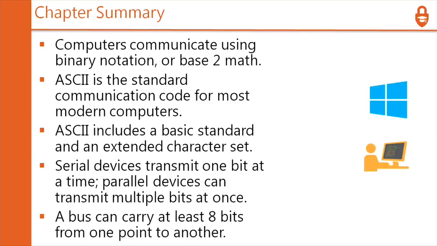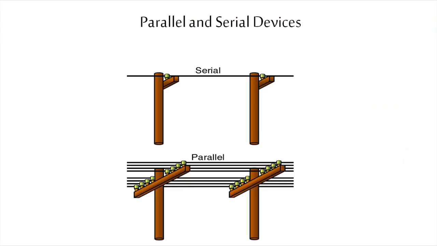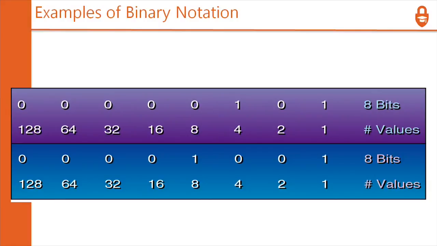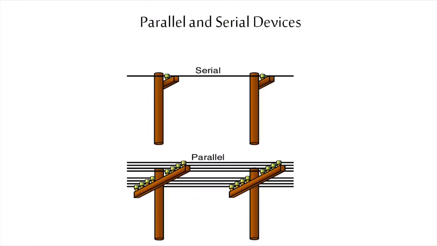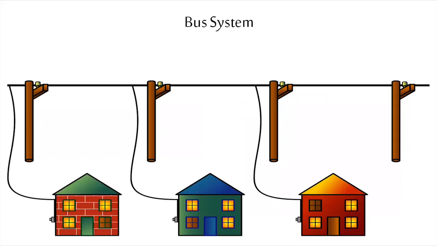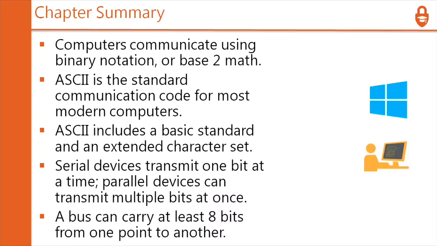So, chapter summary: computers communicate using binary notation, or base 2 math. That's where the bits are 2 to some power. That's a base 2 number system, and that's what we're using here. That's what they mean by base 2. So the actual positions represent the power of that number, right?